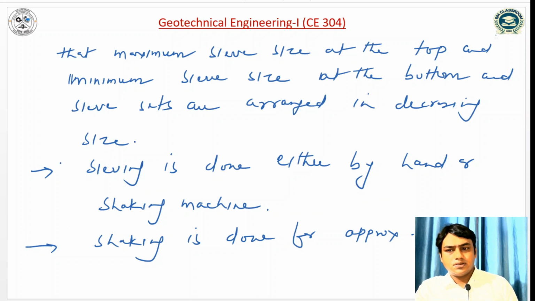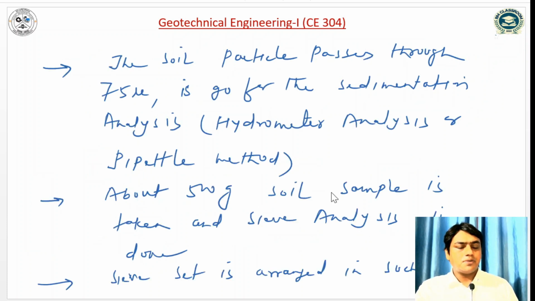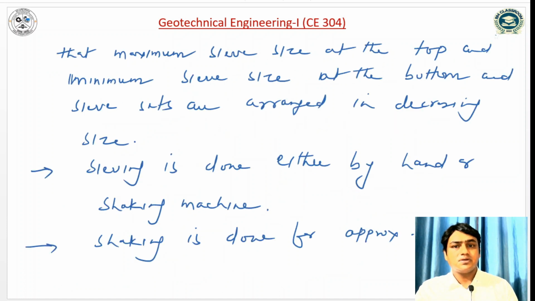So these are the points I have mentioned: about 500 gram soil sample is taken and sieve analysis is done. The sieve set is arranged in such a way that the maximum sieve size is at the top and the minimum sieve size at the bottom, and the sieve sets are arranged in decreasing size. Sieving is done either by hand or by shaking machine. Shaking is done for approximately 5 minutes.